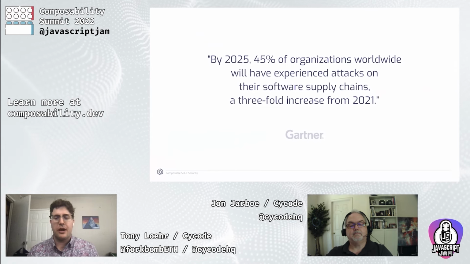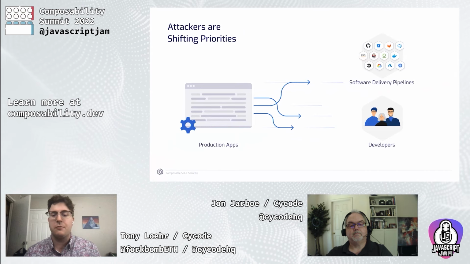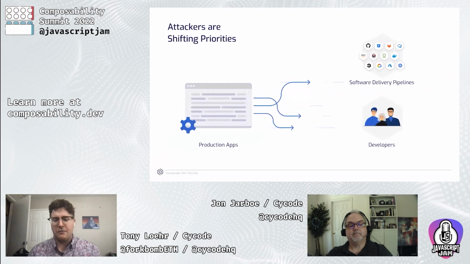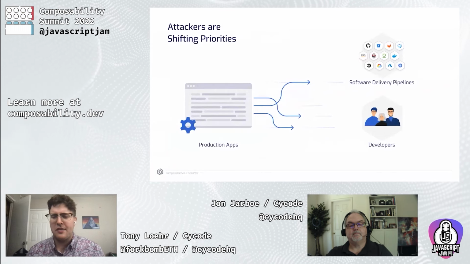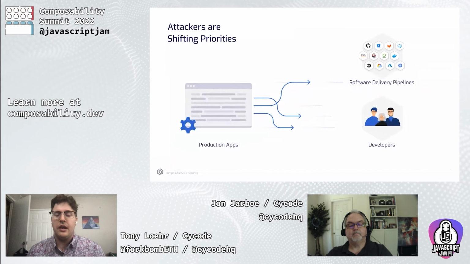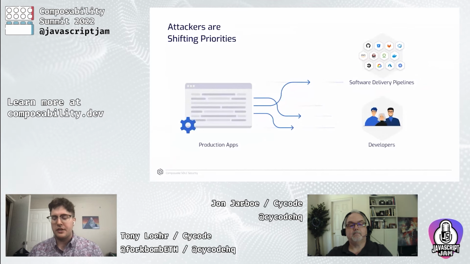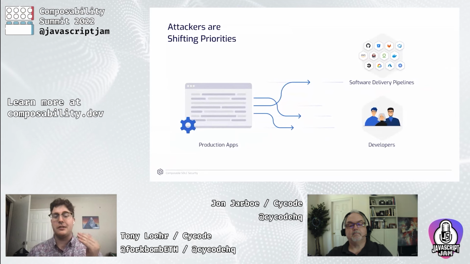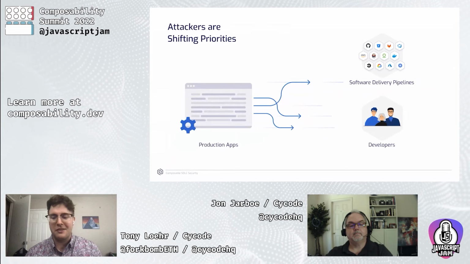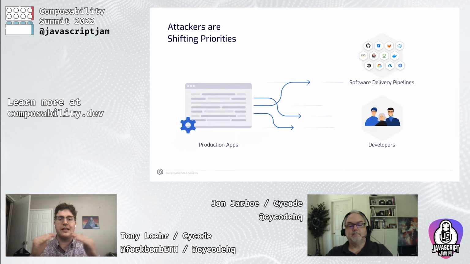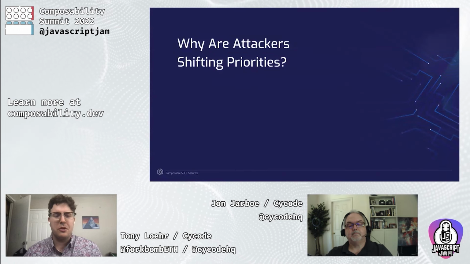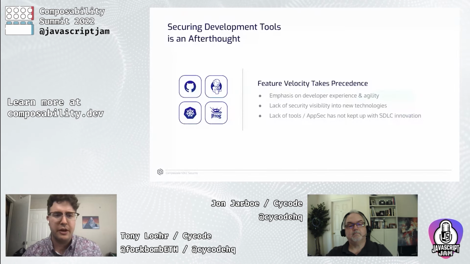Attackers are also shifting priorities from production apps to software delivery pipelines and even the developers who develop your software. By developers, it doesn't necessarily mean the actual people, although it certainly can. There's malicious actors out there, right? But developer accounts are frequently targeted because often they have heightened credentials, and these credentials are considered the crown jewels of the software supply chain because of the lateral movement they afford. And I think I just explained partially why attackers are shifting priorities.